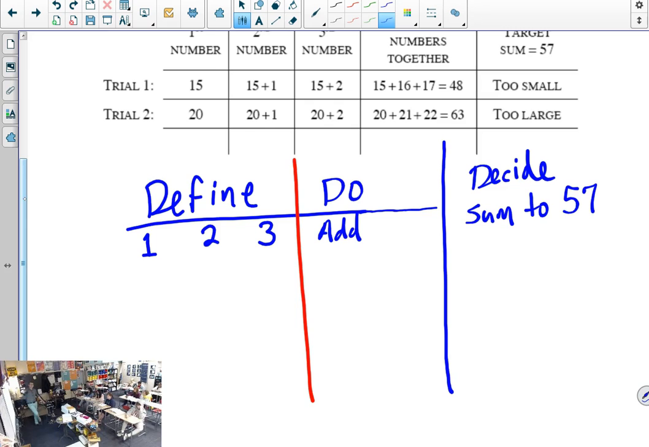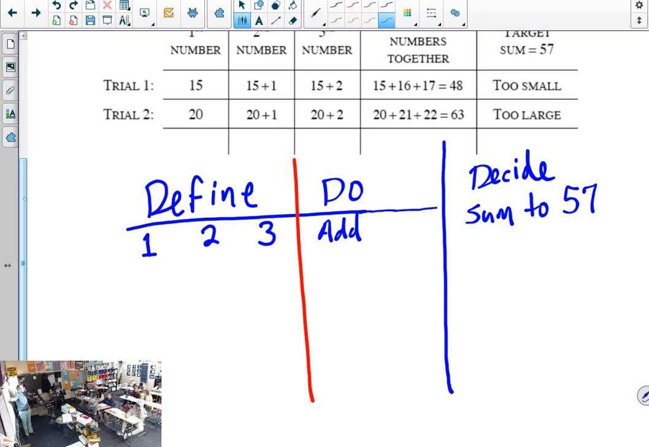They tried 15, so then their next number would be the next number. What would that be? 16, and the next number is 17. So then they add all those up, 15, 16, 17, and they got 48. It's not big enough. Not big enough.